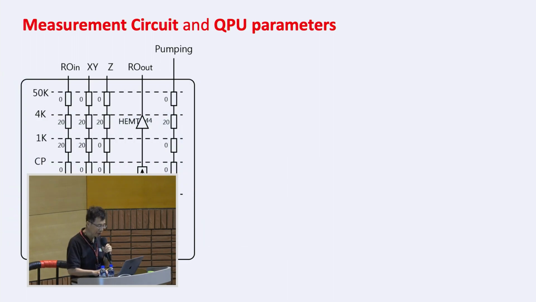So this is our measurement system, in the case of a single qubit. So of course, you might have known that it has an XY line and Z line and readout in, readout out.